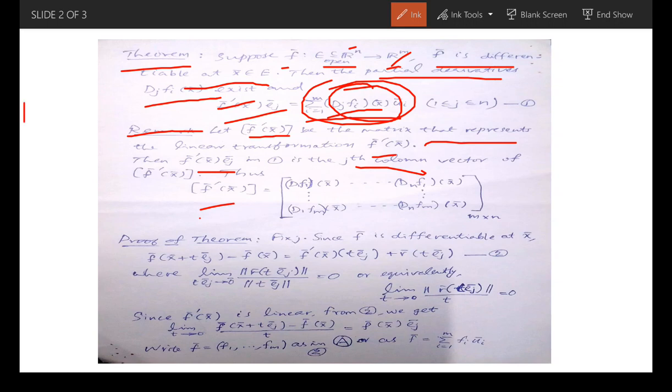So we can write down the matrix for the linear transformation f dash x. How will it look? So what is the jth column? f dash x ej. But f dash x ej is precisely given by this one: sigma i equal to 1 to m dj fi of x times ui.